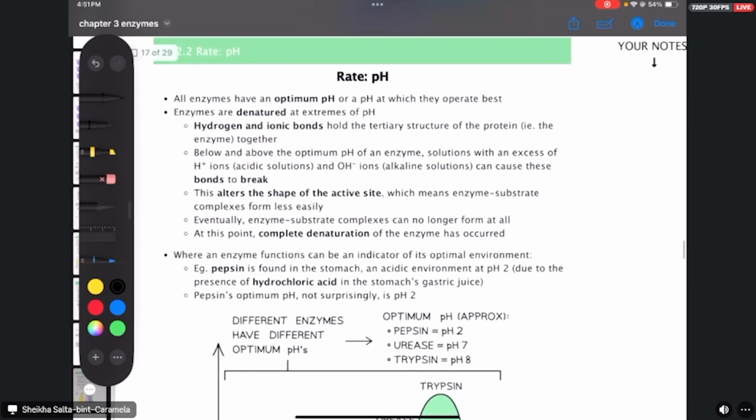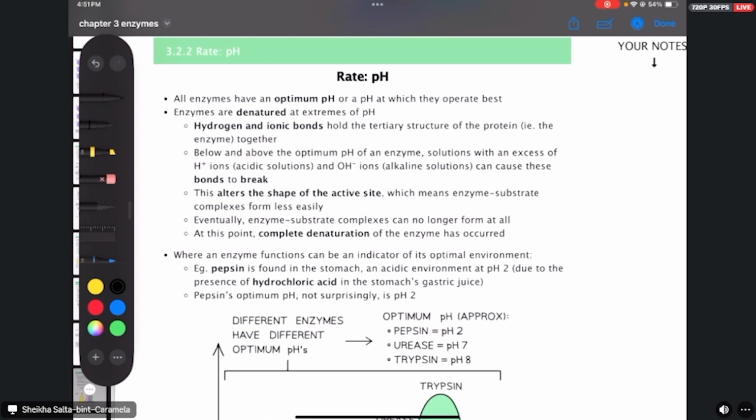Next, we have pH, and enzymes will have an optimum pH at which they operate their best. Enzymes are denatured at extremes of pH. If it's too acidic, the enzyme will denature. If it's too alkaline, the enzyme will denature. Hydrogen and ionic bonds hold this tertiary structure.